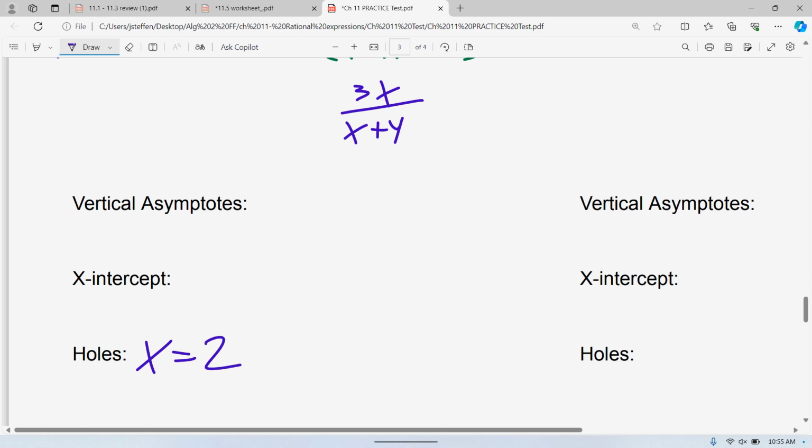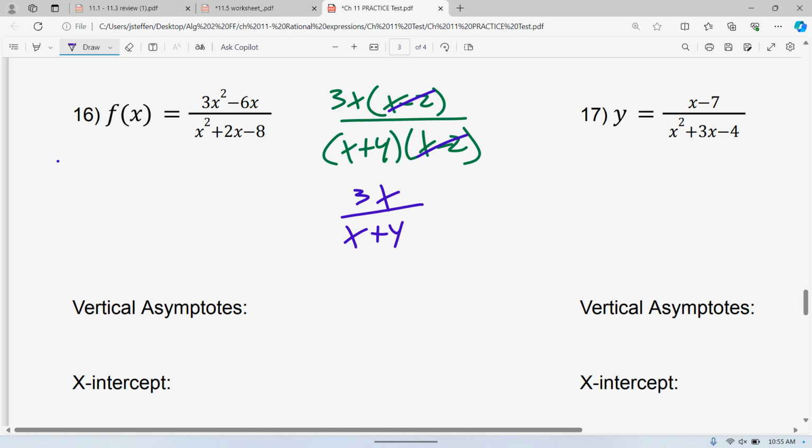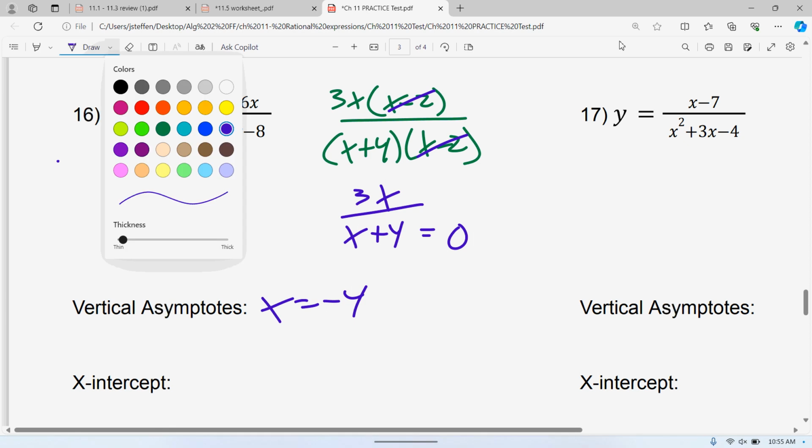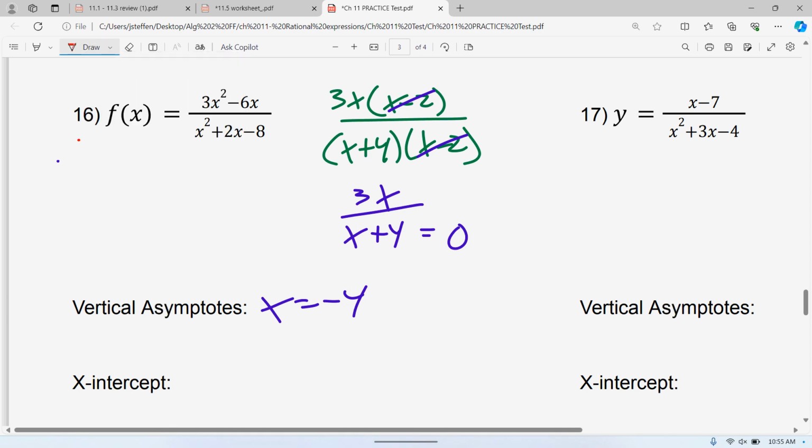The vertical asymptote for this is what makes the denominator 0. So the denominator 0 would be x equals negative 4. Now this one's a little bit more difficult, and it's actually, I would say it's not actually more difficult, we just aren't as familiar with it. What makes your numerator 0 is your x-intercept. What makes 3x equal to 0? Well, 3 times what number is 0? It's 0. So x is equal to 0. So that's the x-intercept.